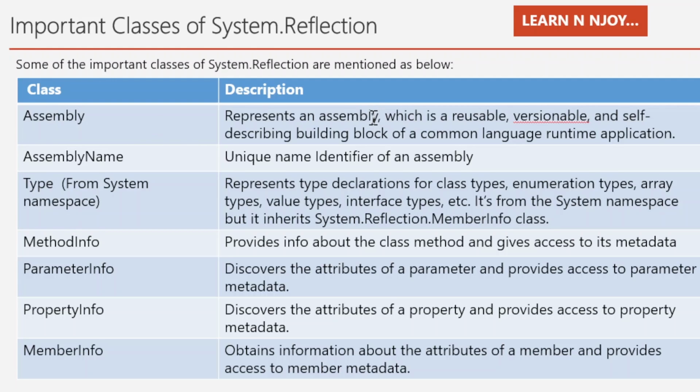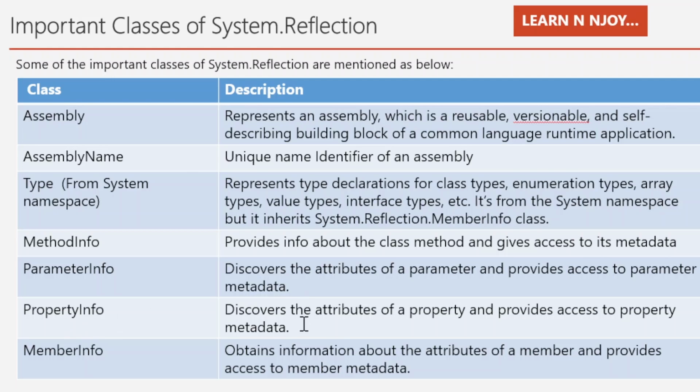Here, Assembly represents an assembly, which is a reusable, versionable, self-describing building block of a common language runtime application. AssemblyName is a unique name identifier of an assembly. MethodInfo, with the help of this class, we are able to get class method information and its access, and we can get access to its metadata, right? ParameterInfo discovers the attributes of a parameter and provides access to a parameter.